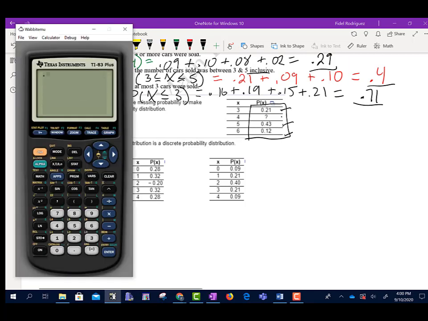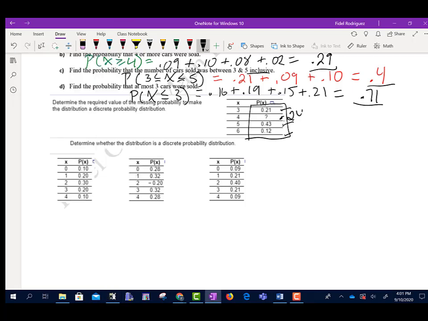Okay. So let me clear that out. Let's start out 0.21, because that's the first one we got, plus 0.43, plus 0.12. And if we know that everything here has to add up to 1, if I want to find that missing value, I'm going to say, well, what's 1 minus 0.76, or my answer? And so this piece here needs to be a 0.24. Okay.